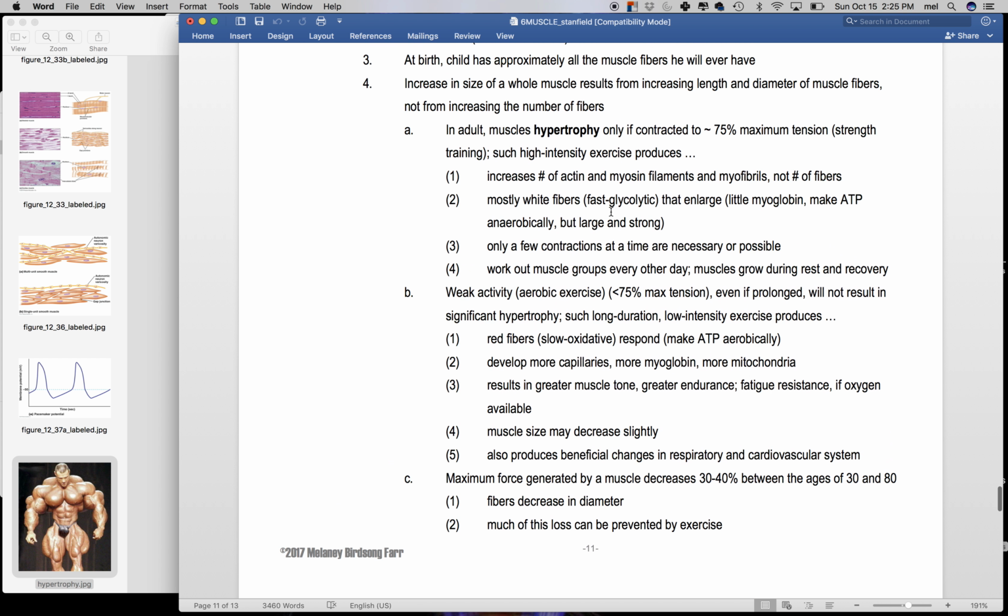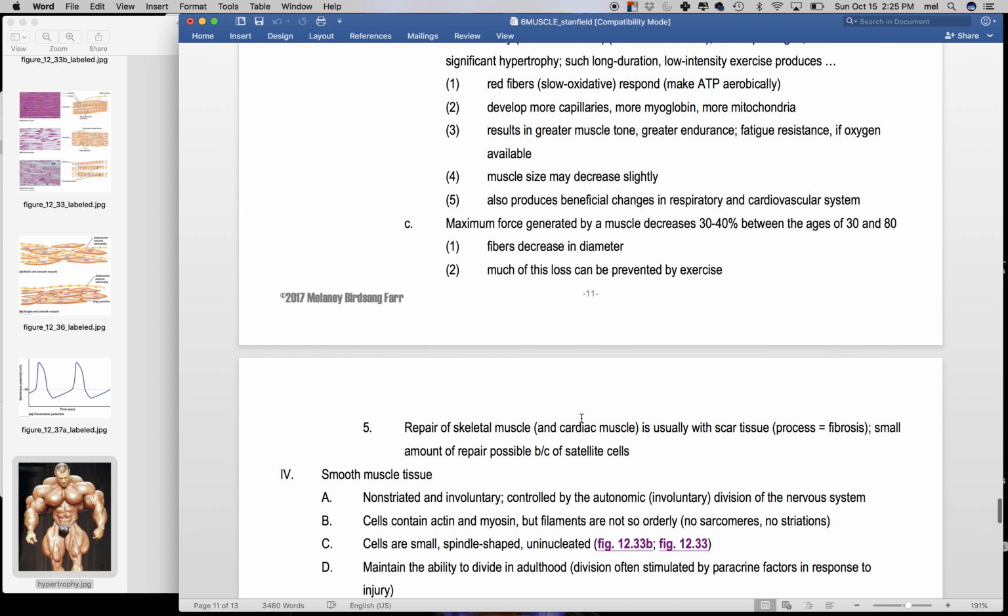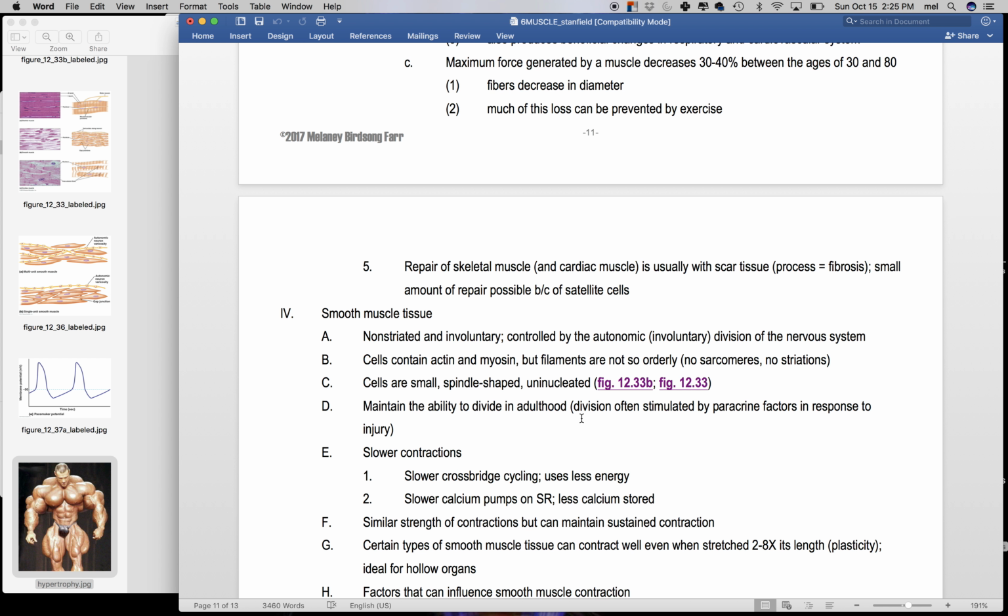So if you want to both increase muscle mass and also increase duration or fatigue resistance, you'd have to do both kinds of training. Now, as we age, the maximum force that you can generate with a muscle will decrease between 30 and 40%, and that starts in your 30s, and of course goes until you die, but let's just say between 30 and 80.